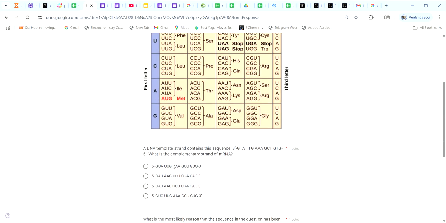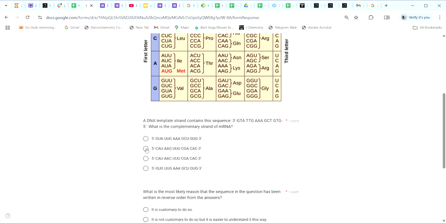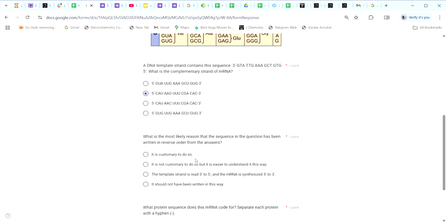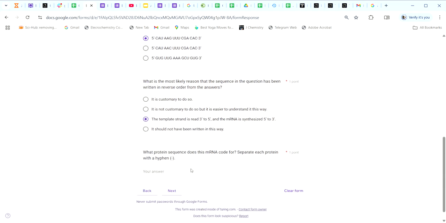So the DNA template strand contains the sequence 3' GTA, TTG, GCT, GTG 5'. What is the complementary strand of mRNA? What is the most likely reason that the sequence in the question has been written in reverse order? The template strand is 3' to 5', but the mRNA strand is... What protein sequence does this amino code for?